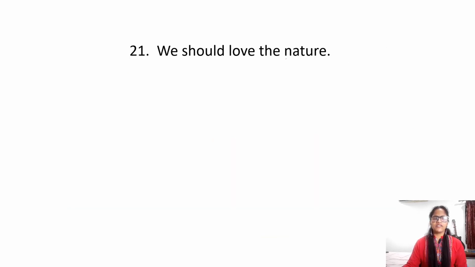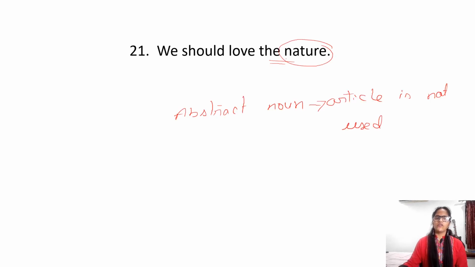Now here is the next question. We should love the nature. Nature is an abstract noun. Article is not used before an abstract noun and nature is an abstract noun. So nature doesn't take any article. So use of the before an abstract noun is wrong. So the answer is we should love nature.